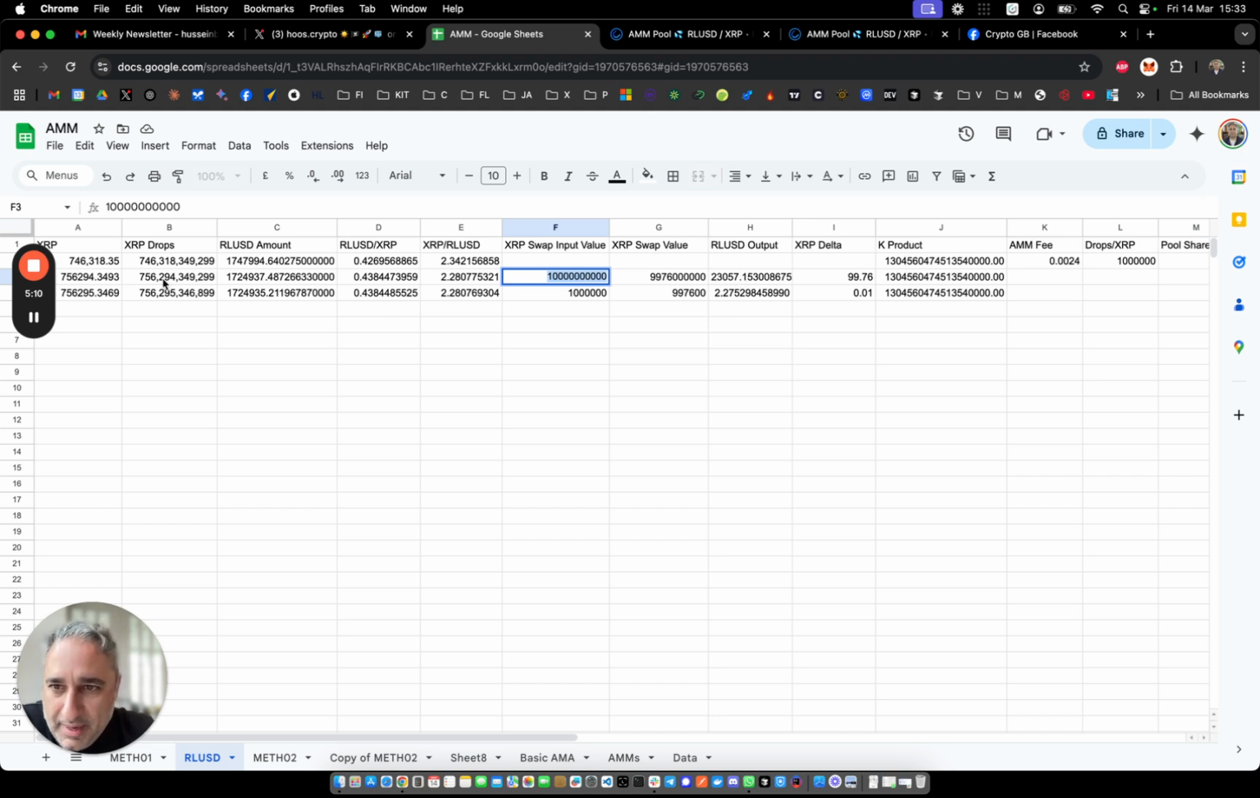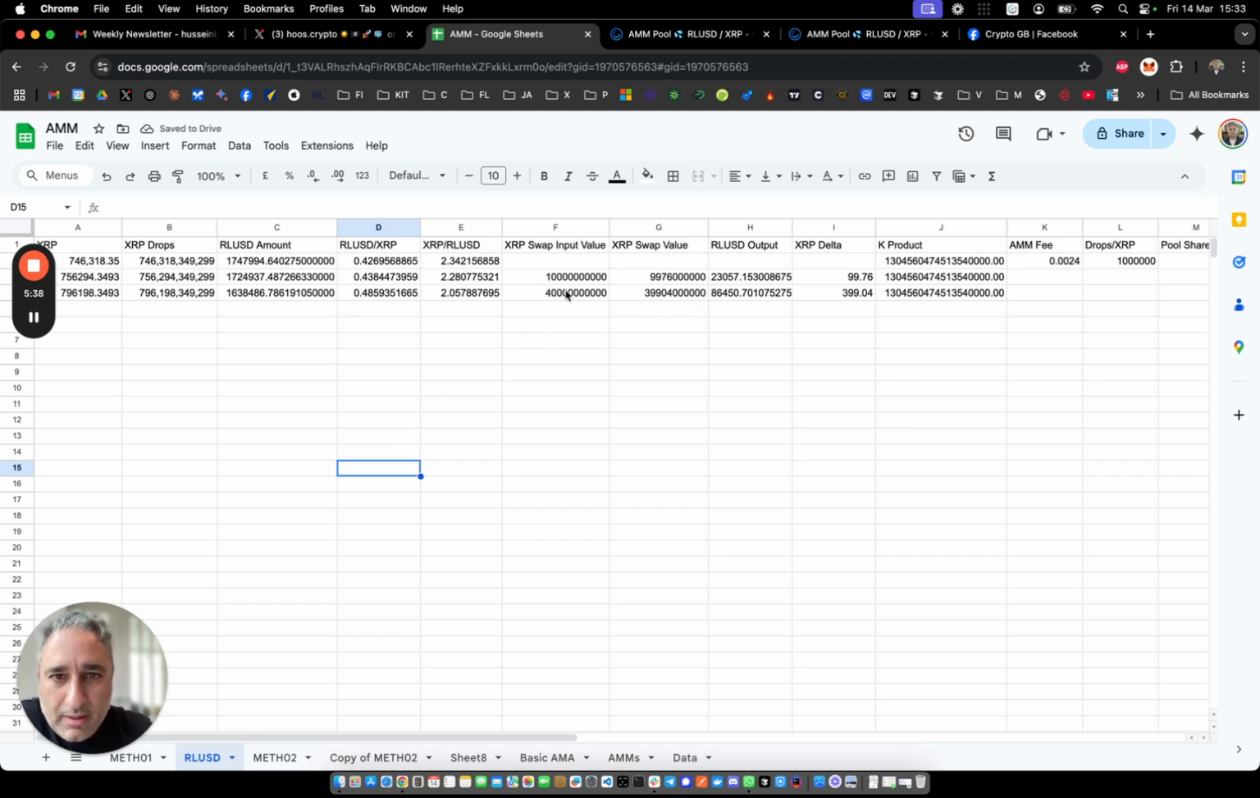But what's happening here is that you can see the price. The important thing to take away, and there are some simplifications in this model, is that the price or the exchange rate of XRP is now going down. And the more it goes down, let's go to this nightmare scenario where we're now at the end of the bear market.